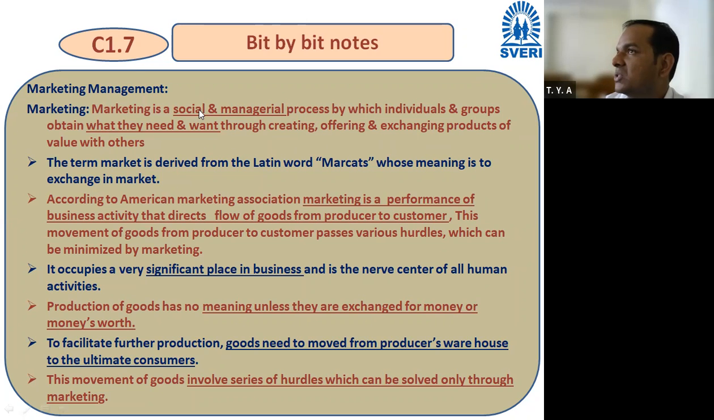It is also called a social process because we are doing marketing in society. We don't go to another planet to do it. We are doing this in society only. So try to understand this complicated concept. Again, we will elaborate on it. The term market is derived from the Latin word. So what is this Latin word? Markets. Its meaning is to exchange in the market.